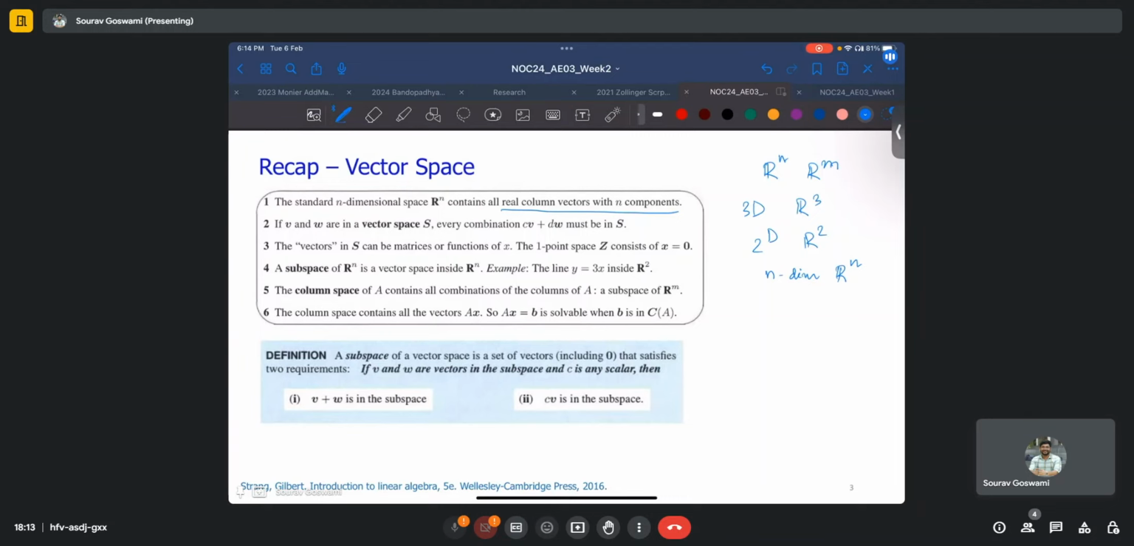And currently we are working only with real vectors, but as we progress further down along this course, we will be introduced hopefully to imaginary and complex vectors as well.